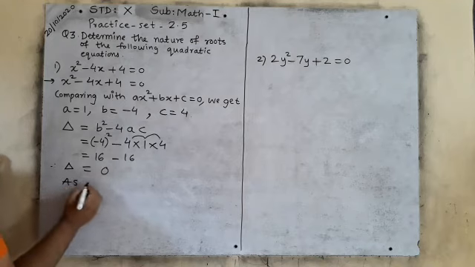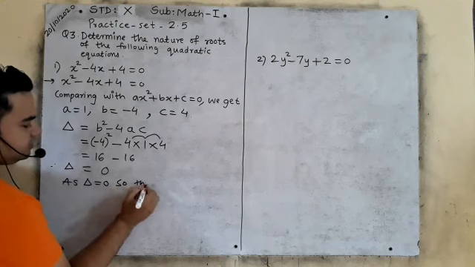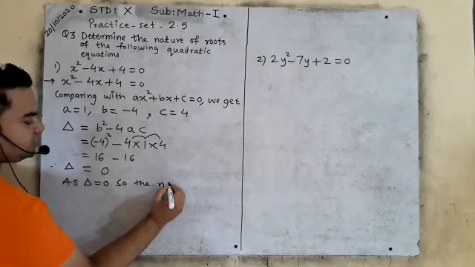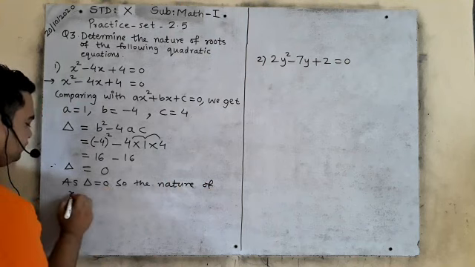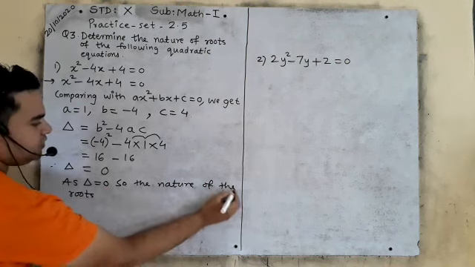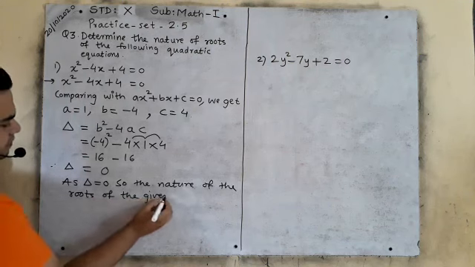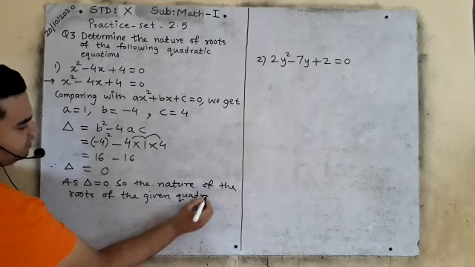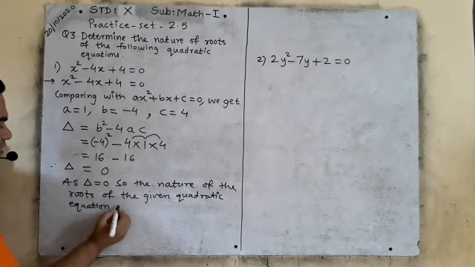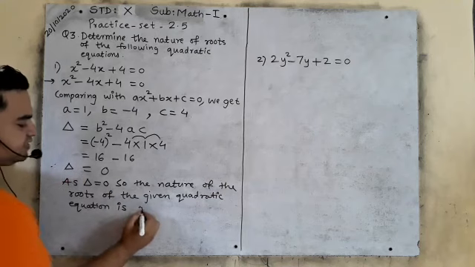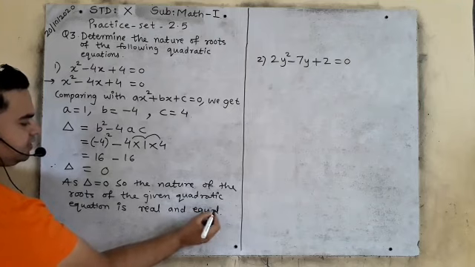Now you can say as delta is equals to 0, so the nature of the roots of the given quadratic equation is real and equal. Okay, it is real and equal.